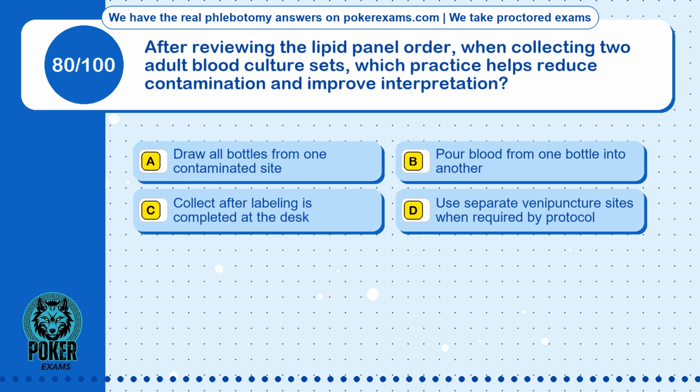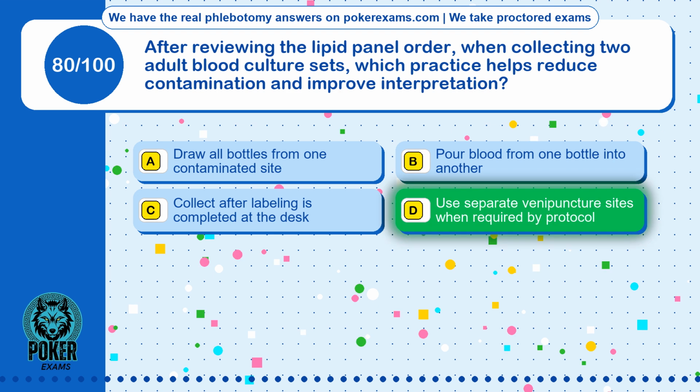Question 80. After reviewing the lipid panel order, when collecting 2 adult blood culture sets, which practice helps reduce contamination and improve interpretation? Option A. Draw all bottles from one contaminated site. Option B. Pour blood from one bottle into another. Option C. Collect after labeling is completed at the desk. Option D. Use separate venipuncture sites when required by protocol.